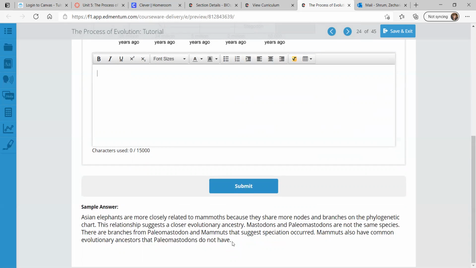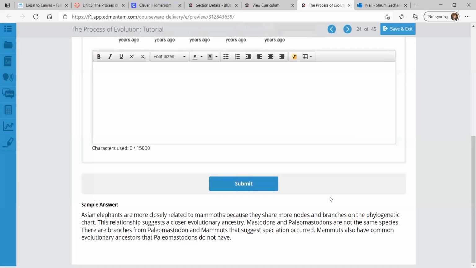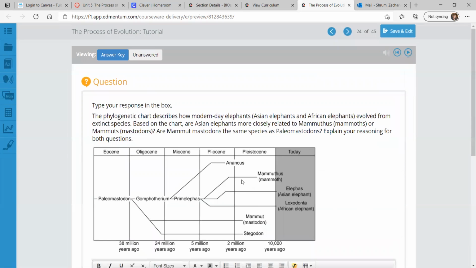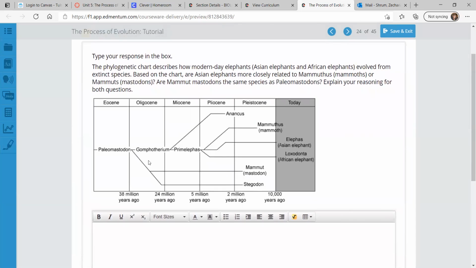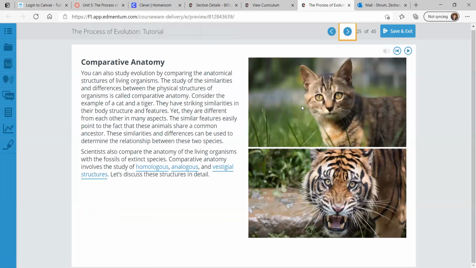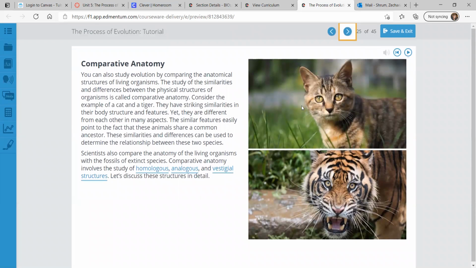Mastodons and paleomastodons are not the same species. There are branches from paleomastodon and mammoths that suggest speciation occurred. Speciation, remember that means new species developed, more descendants occur. Mammoths also have common evolutionary ancestors that mastodons do not have. So they're talking about this section right here. Okay, did that make sense? You can go back and look at that chart again to practice finding lineage, but I think it's mostly straightforward if you know what you're looking for.